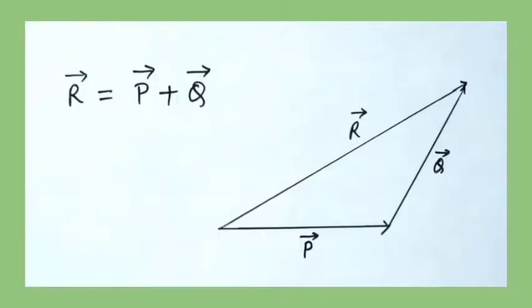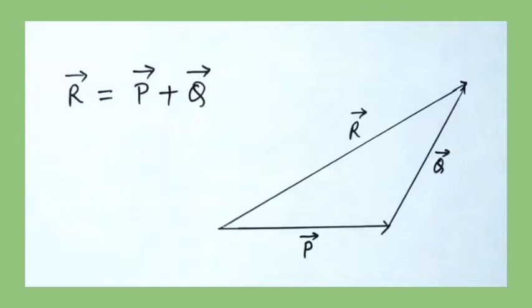In order to add two vectors graphically, the tail of one vector is brought to the head or tip of the other vector. Another vector drawn from the tail of the first vector to the head of the second vector gives the sum of the two vectors in magnitude and direction. It is called the resultant of the two given vectors, as you can see in the diagram. Vector r is equal to vector p plus vector q.